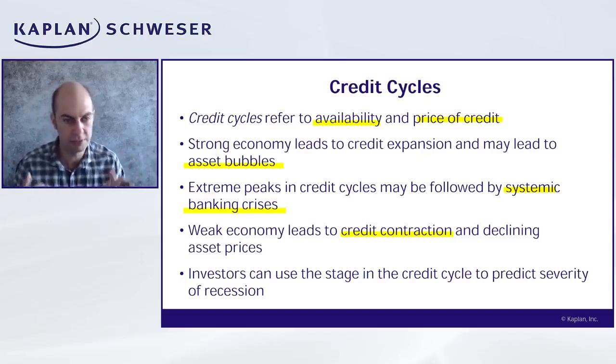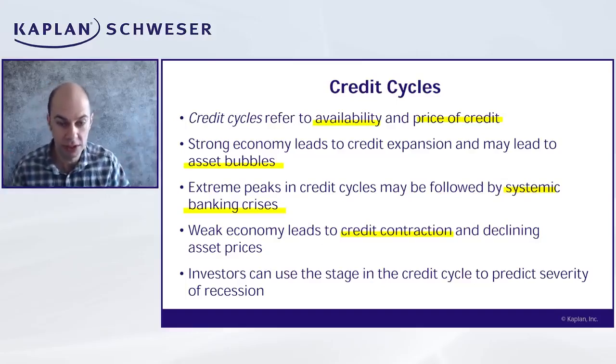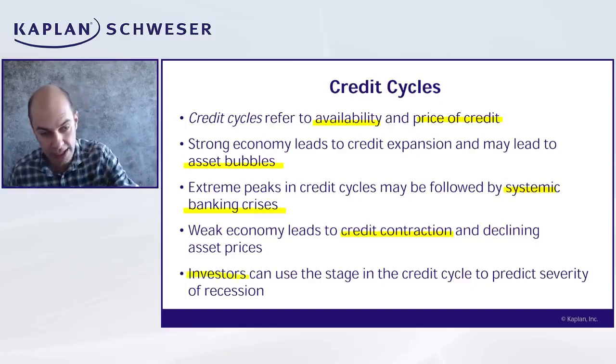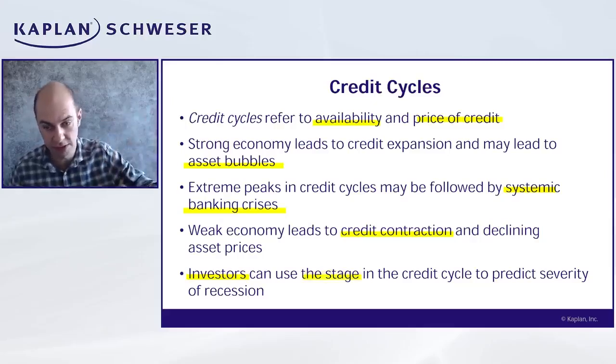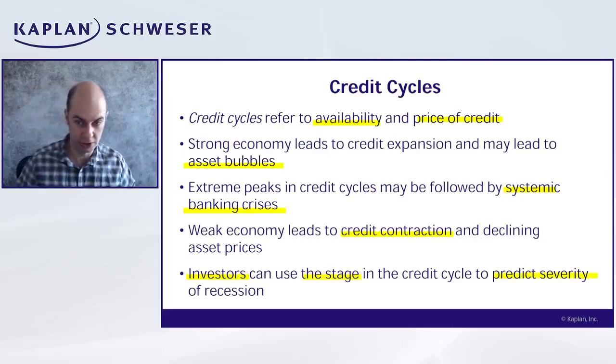So weak economy is associated with credit contraction, and of course, that's going to lead us to having lower asset prices. And of course, investors can use our stage, so where we're located in the credit cycle, to understand how severe the recession may be.